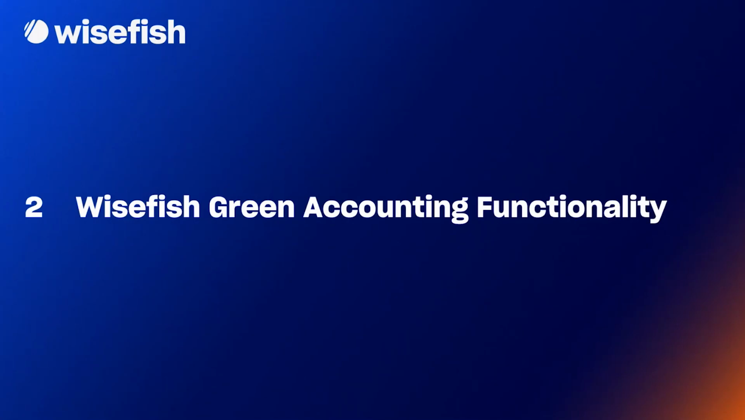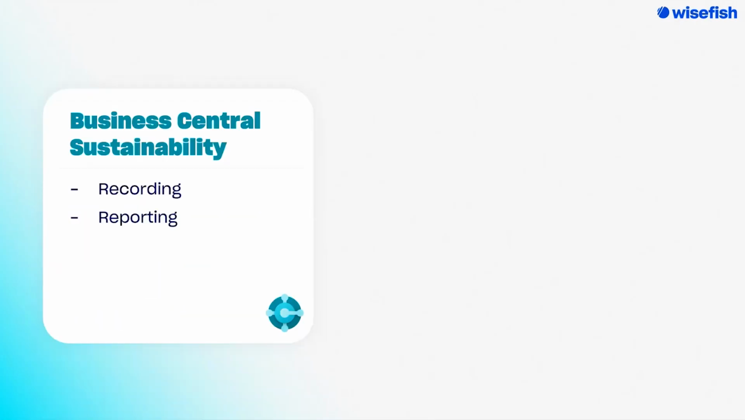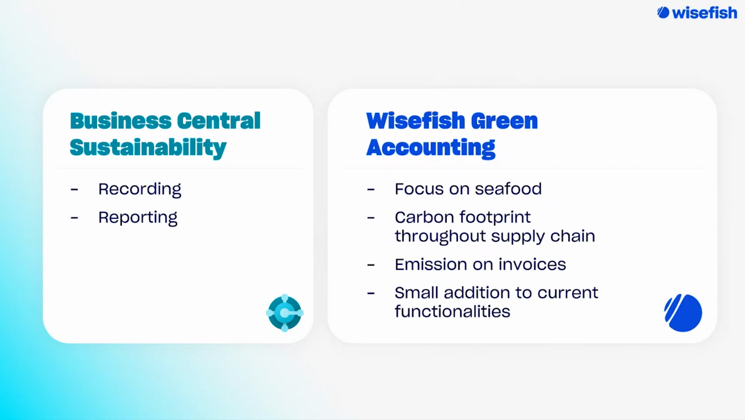So now let's go into what Wisefish has added on with our green accounting functionality. Just to give a little recap, Business Central's sustainability feature's current focus is on recording and reporting emissions, but they will continue to expand in further releases, whereas the Wisefish green accounting solution was developed as an extension of Business Central's feature with regards to the seafood industry. It can be used as a tool to carbon footprint throughout the supply chain, so from when the fish is caught through its processing to when it is sent out. And this carbon footprint can then be reflected on invoices. And the green accounting feature requires little extra work for current users with just a few areas to be set up.